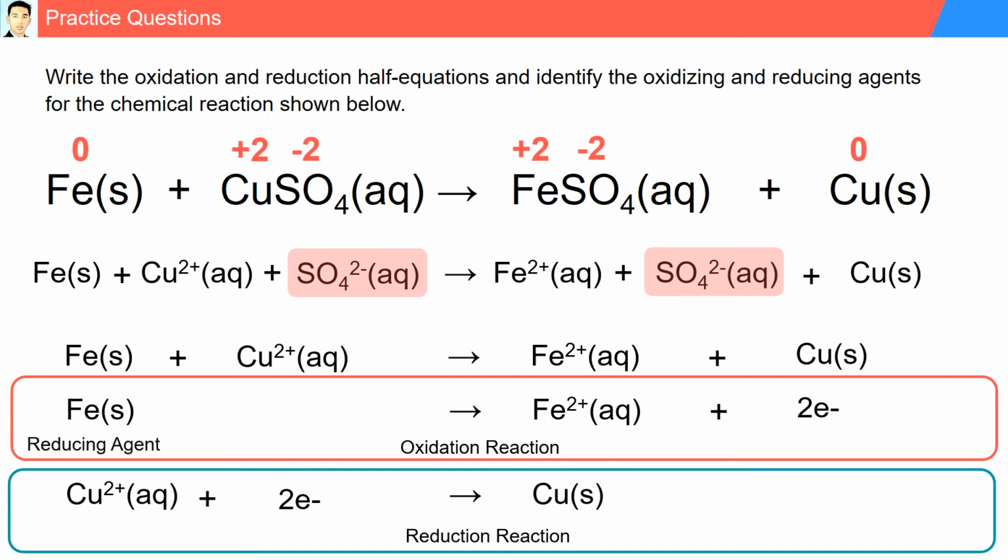The iron solid is known as a reducing agent, because it underwent oxidation, while copper 2+ ions is known as the oxidizing agent, because it underwent reduction.